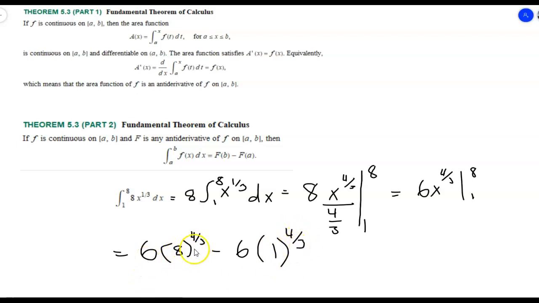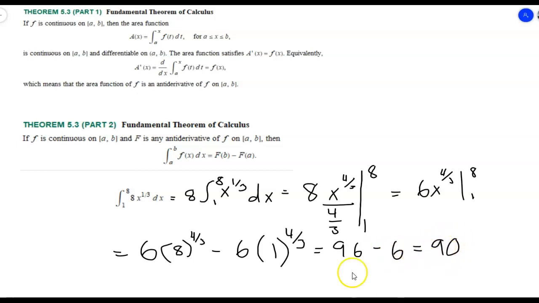And 8 to the 4/3 happens to be 16. I checked my calculator before I did the video. And 16 times 6 is 96. And this is going to be 1 to the 4/3 is 1, and 1 times 6 is 6. So this is going to be 96 minus 6, which is equal to 90.